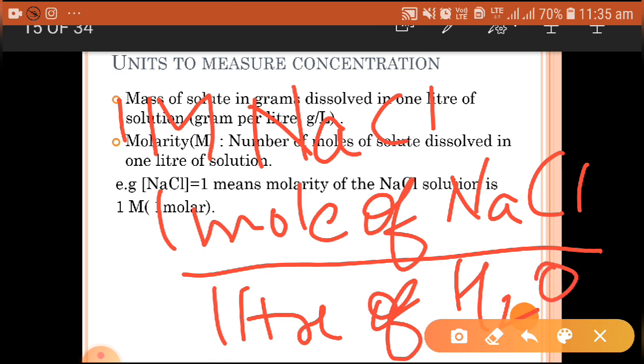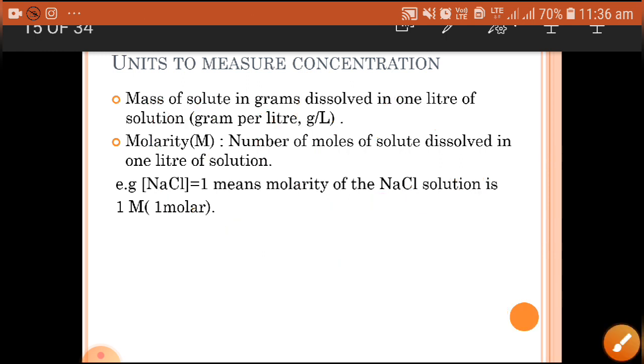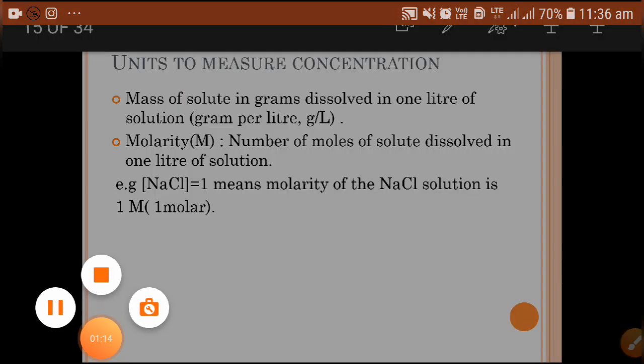So if you want to make 1 molar NaCl, you have to take 1 mole of NaCl dissolved in 1 liter of water. And in the same way, if you want to make 2 molar NaCl, then 2 moles of NaCl in 1 liter of water. So as the number of moles increases, molarity will also increase. So here, I hope you have understood this concept of molarity. So molarity is completely based on number of moles.